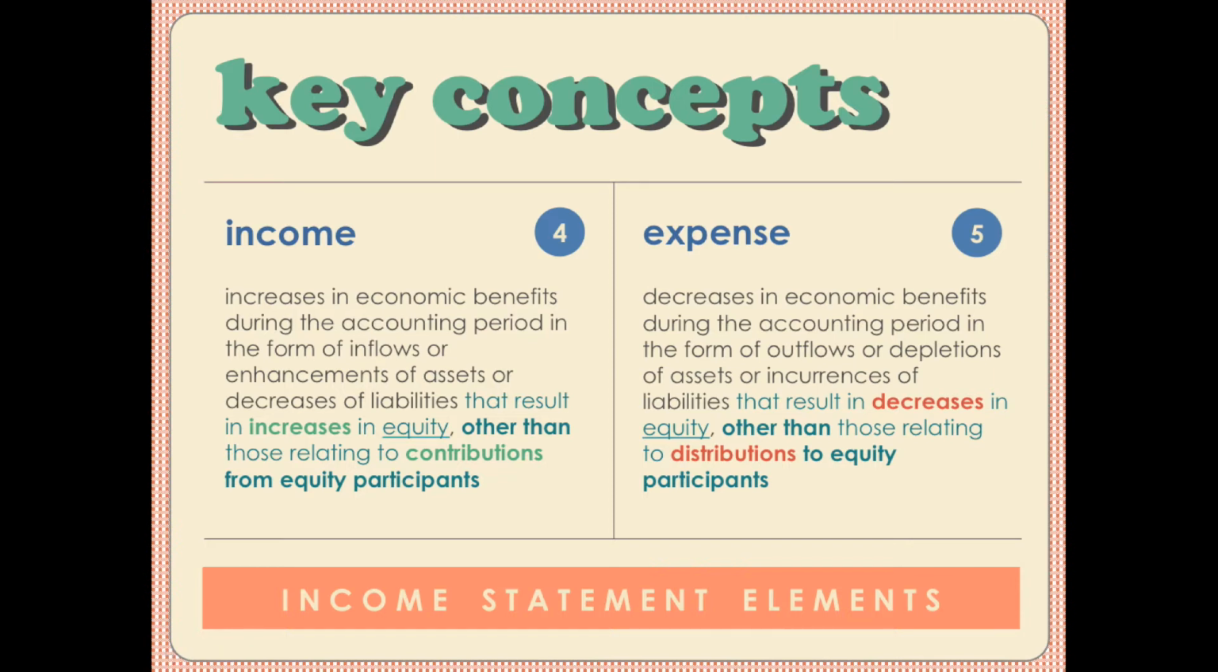So going back to the definition of income, here we see that it results in increases in equity other than those relating to the contributions from equity participants. So this part here simply tells us that income also increases the equity or the amount owed by the company to the owner, but excludes the additional investments, which also increase the equity balance. Expense, on the other hand, decreases the amount owed by the company to the owner, but also excludes the withdrawals made by the owner.